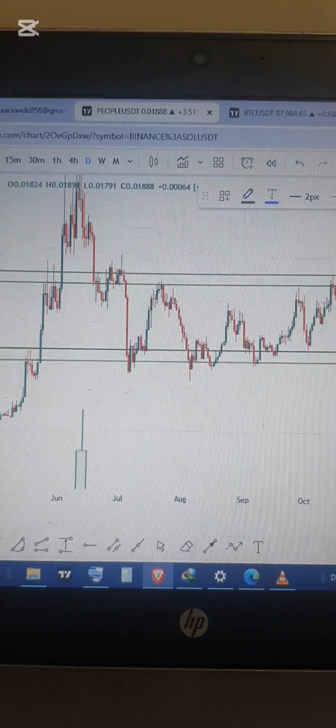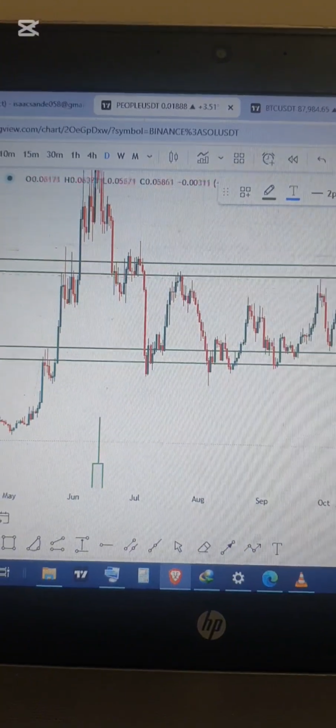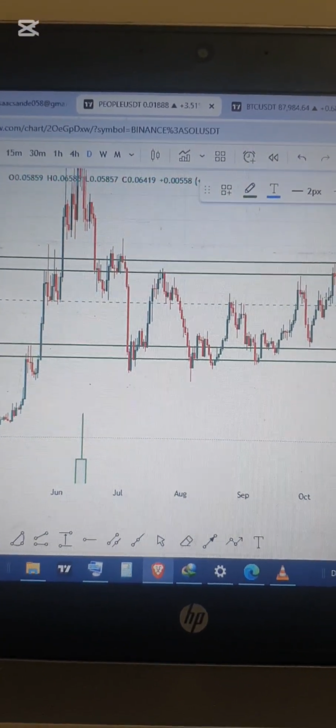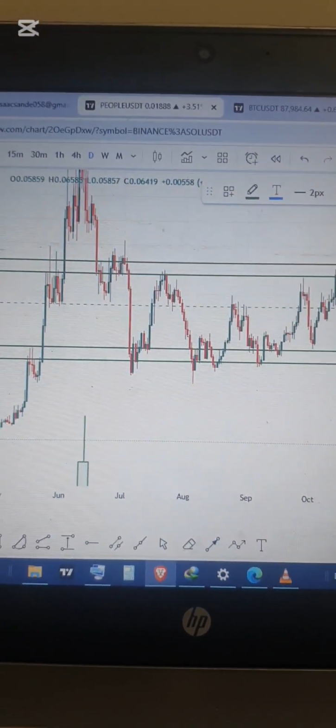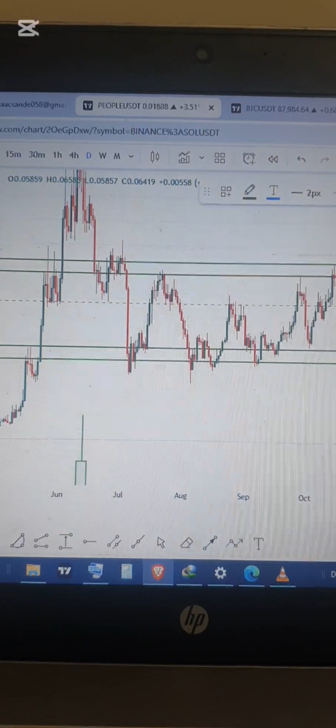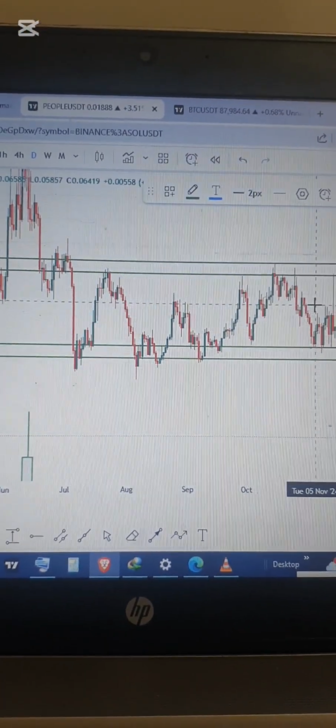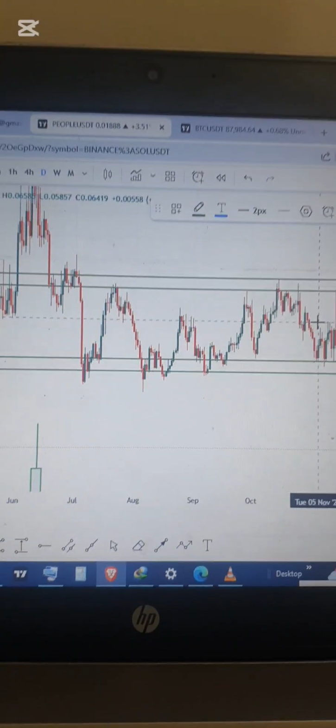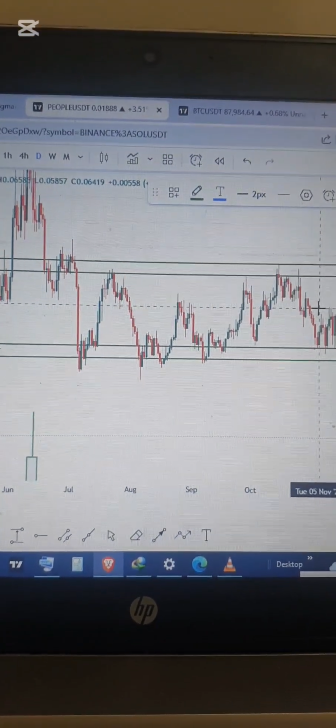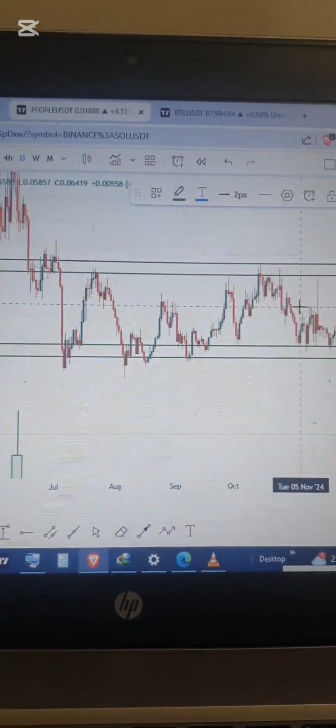In the next episode, I shall be explaining how we use those supports and resistances, uptrends and downtrends, change of character, and the break of structures. I will be explaining how we can use them to get an entry in the market and exit. Yes, stay blessed.